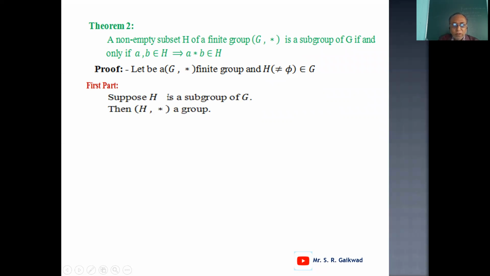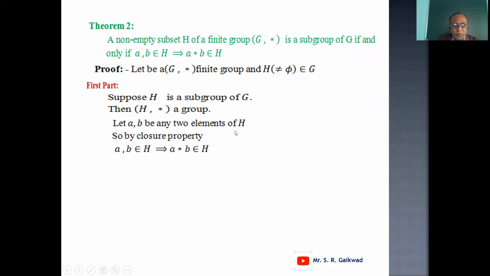Part first. Suppose H is a subgroup of G. Therefore, (H, star) is a group. We can take a, b any two elements of H. H satisfies all conditions of a group, and therefore by the closure property a, b belongs to H implies a star b belongs to H. This condition is satisfied by using the closure property.